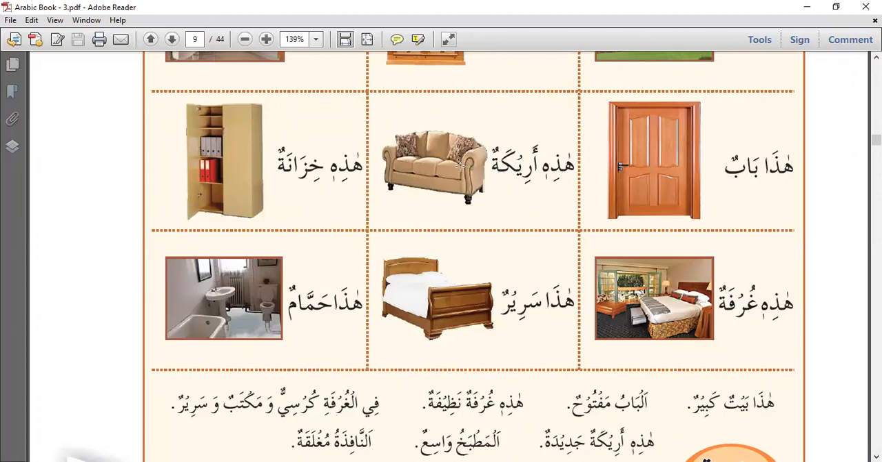أريكة. So أريكة is a new word for you also. أريكة means sofa. هذه أريكة. Now you know that we are adding هذه instead of هذا because this أريكة word is ending with a round shape ta. So whenever the word is ending with a round shape ta, you will use hazihi. Okay, hazihi arikatun. This is a sofa. Hazihi khizanatun. Khizanatun means cupboard, or you can say almari. This is a cupboard, or this is a cabinet.